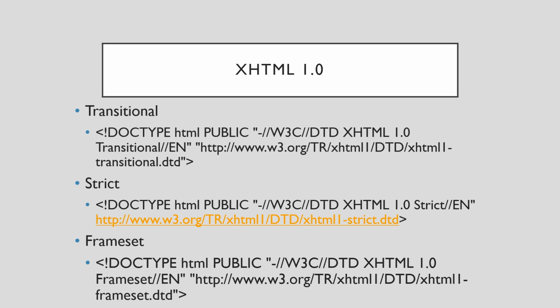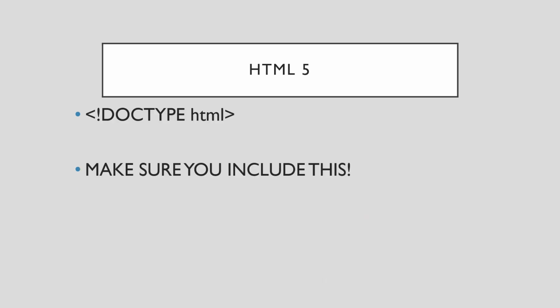We also have XHTML 1.0. We have the transitional, the strict, and the frameset. Same thing there. And we talked a little bit about XHTML, but we'll talk a little bit more about it later. And then we have HTML5. So we want all of that jumbled mass of text to just be smaller, and it works for us. Okay, make sure you include this, as you know.